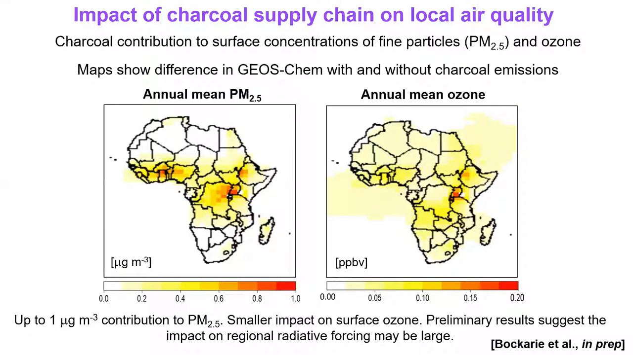We see about a 1 microgram per meter cubed increase in annual mean PM2.5 across West Africa because of this rapid increase in use of charcoal, and also along the East Africa Rift Valley. The increase in ozone is much lower, but these results are still to come. We suspect that we're going to see a large contribution to tropospheric ozone, which would have an impact on climate, but my student is still analyzing these results.